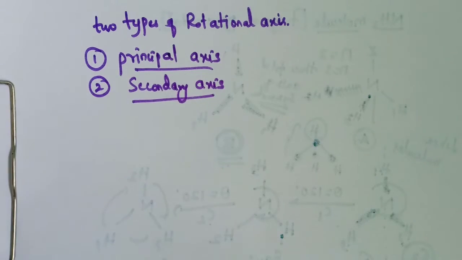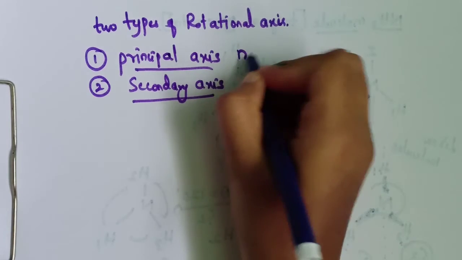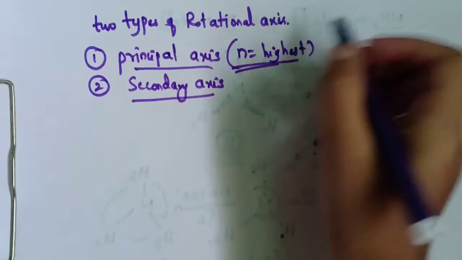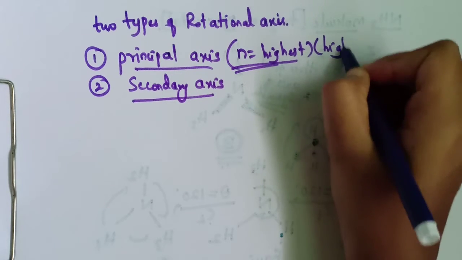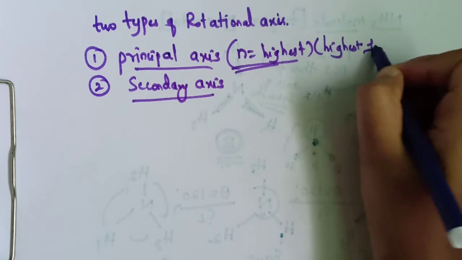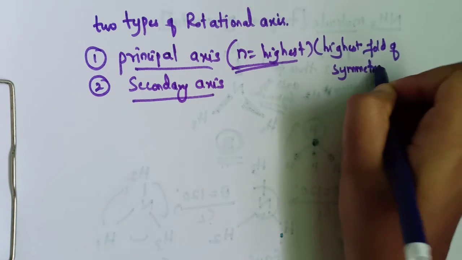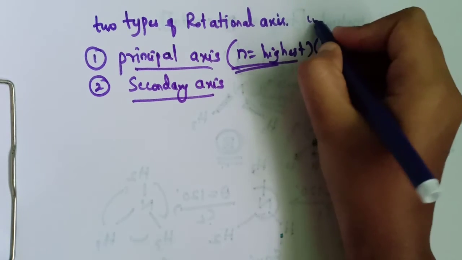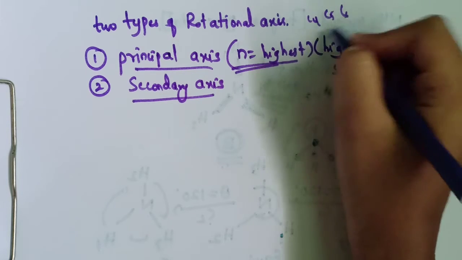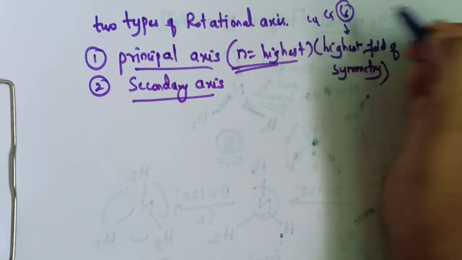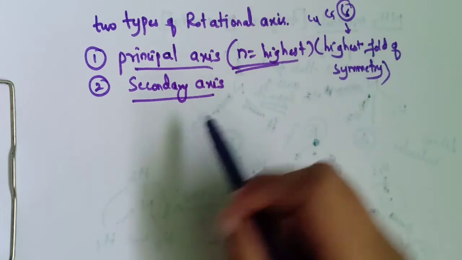See here, principal rotational axis means this n should be highest. This is also called the highest fold of symmetry. C4, C5, C6. Which is highest in this? It is C6. So it is the principal axis. So the highest fold of symmetry is the principal axis.